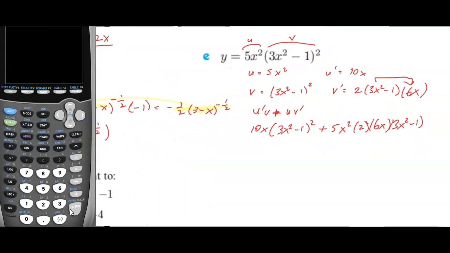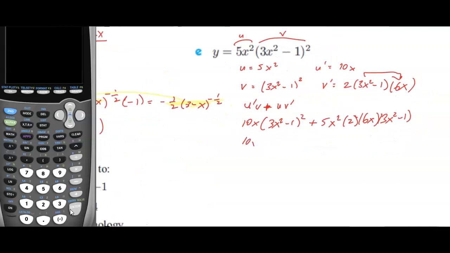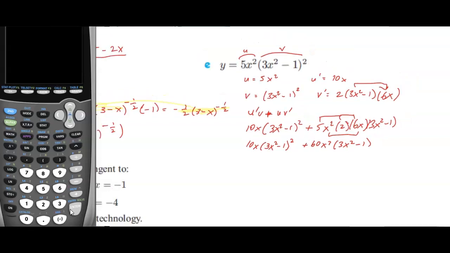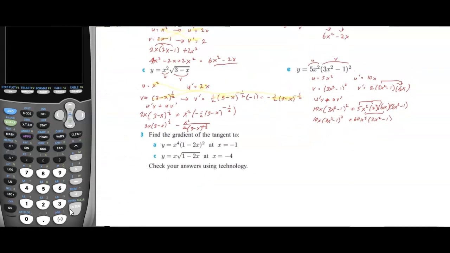This can be simplified a lot, right? Not the first term, but the second term can. This 5 can be multiplied times a 2 and times a 6, so that would be 60. The x squared and the x can be multiplied together: x cubed. If you wanted to, you could distribute this too, but I don't think we need to.